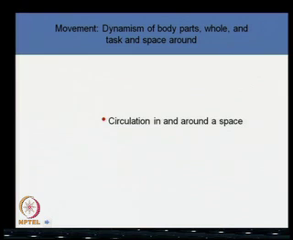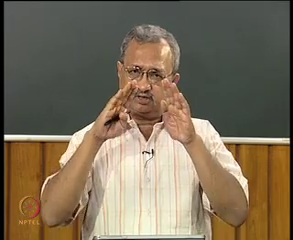Then circulation in and around the space. Circulation: what happens when a person moves? Earlier we said that a person has a specific volume in a space. When he moves somewhere, that space also moves accordingly, and if he takes any posture, a bend or some other change, then that volume also takes the same shape.